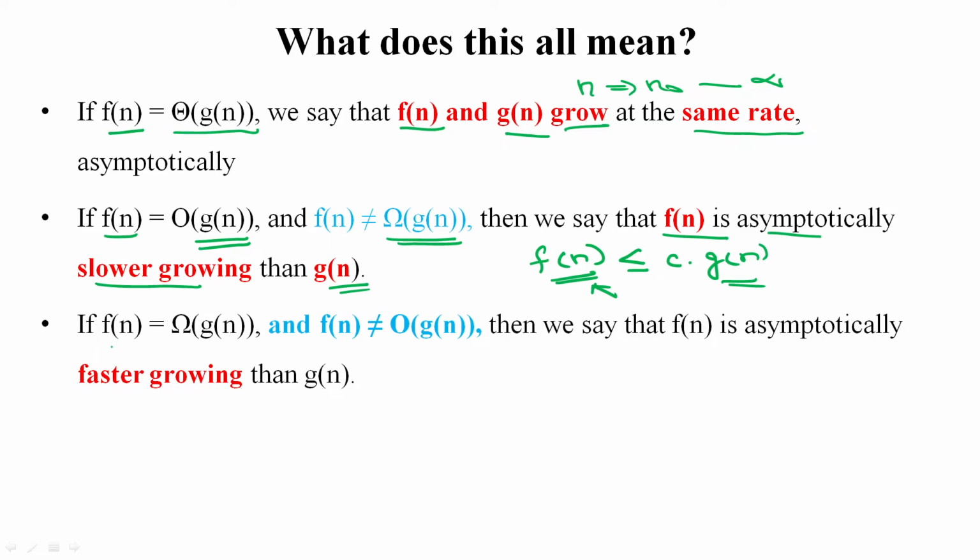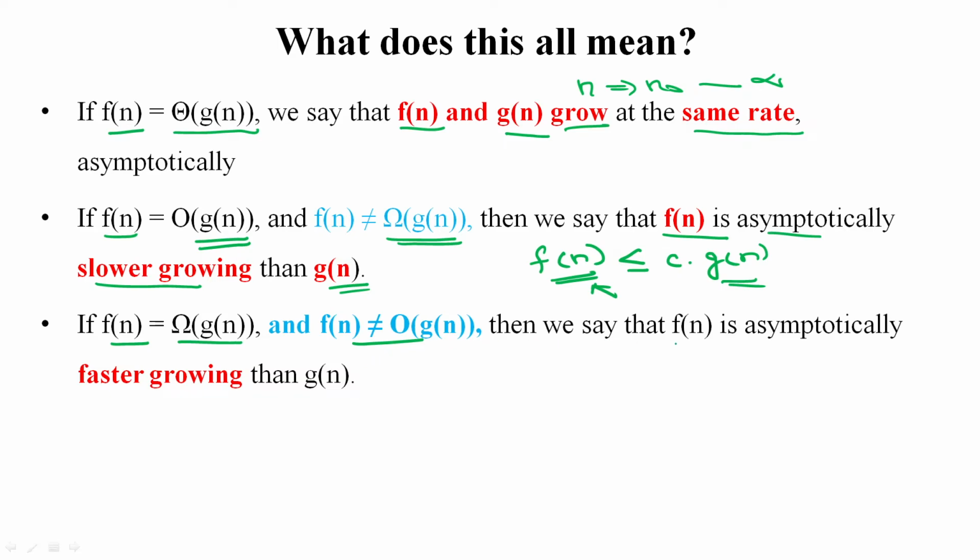The third observation: f of n is equal to big omega of g of n. That means f of n is consuming minimum time. That means it is representing the lower bound, but it is not the upper bound. f of n is not equal to big O of g of n.